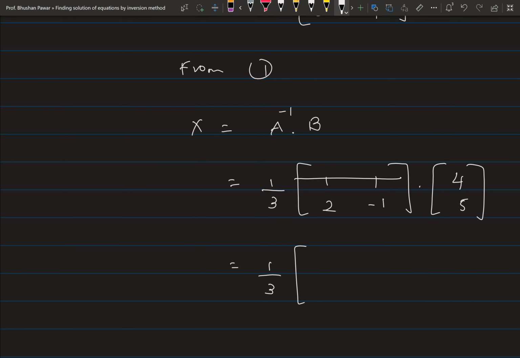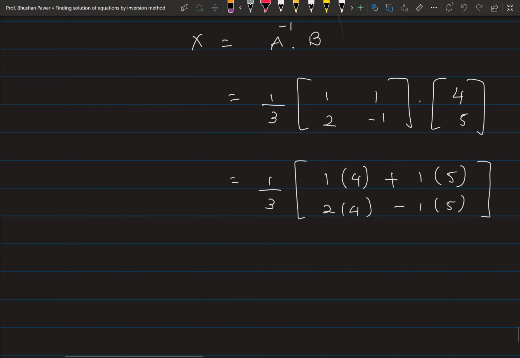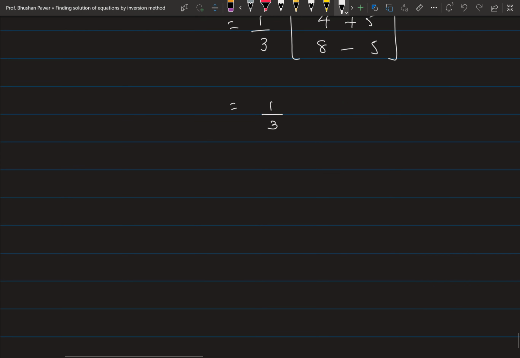So first row multiplies first column. So first element with first column element, then plus second element will go with second element. So since we don't have further row, we will go with the second row. So second row multiplies first column. So 2 into 4 minus 1 into 5. So this is the multiplication of matrices. Now 1 upon 3, let us simplify. This will be 4 plus 5 and this is going to be 8 minus 5. On further simplification, we are going to get this one as 9 and 3.